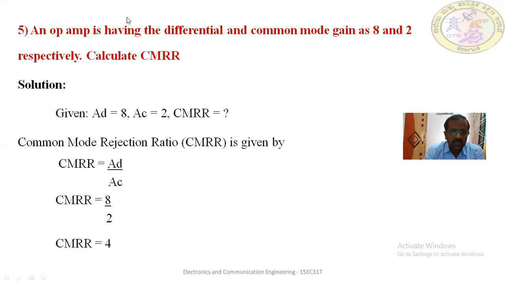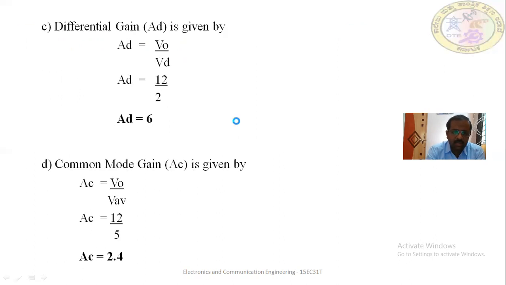What are the given values here? An operational amplifier has a differential gain of 8, so AD is equal to 8, and the common mode gain is equal to 2, so AC is equal to 2. What are we asked to calculate? The CMRR. What is the formula to calculate the CMRR?